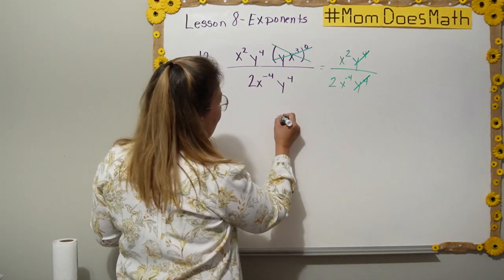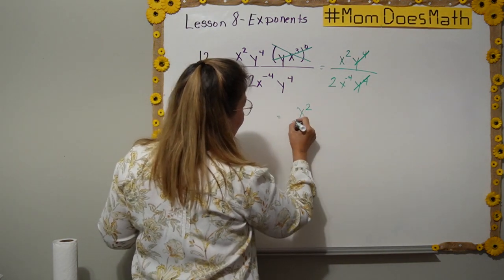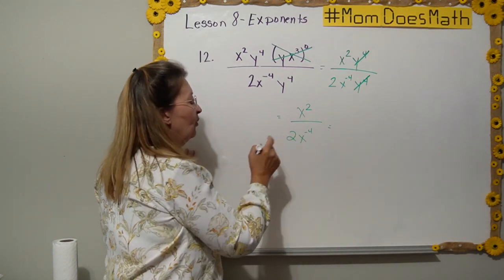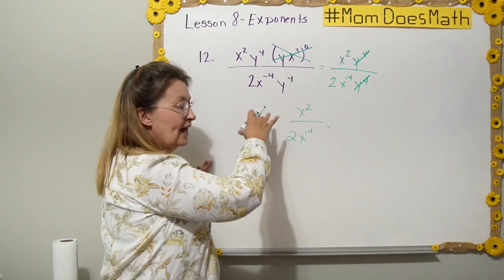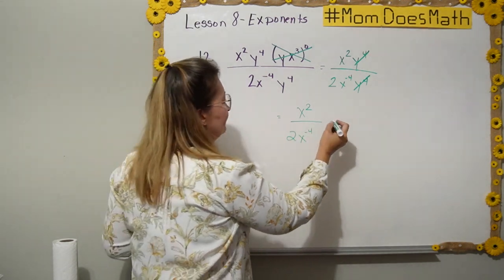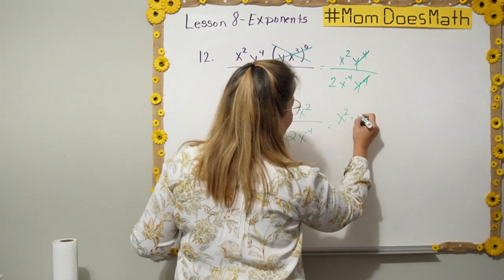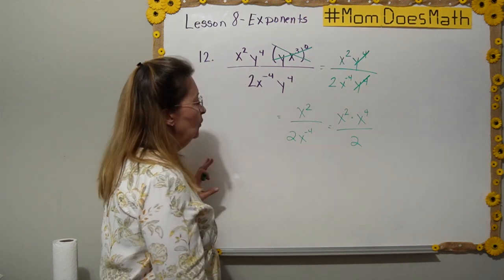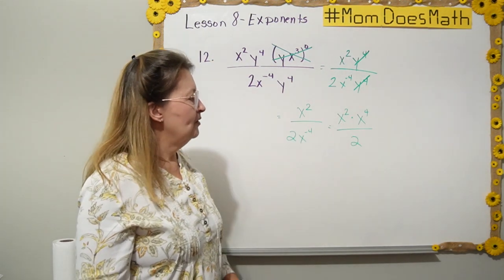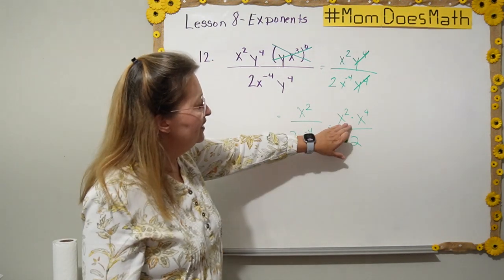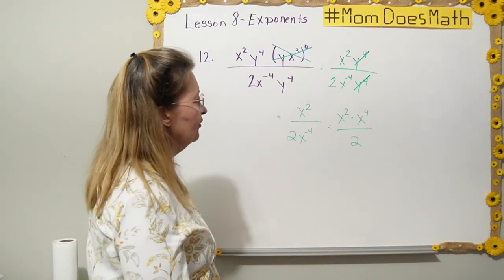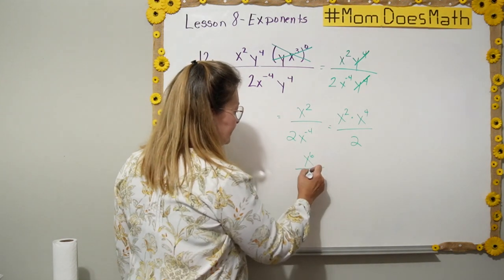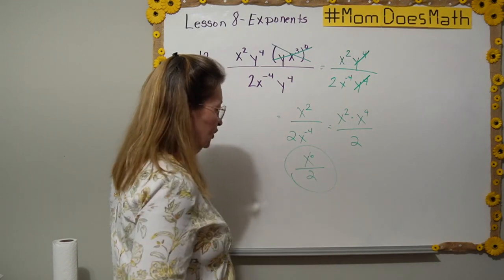So what you actually have at this point is x to the 2nd over 2x to the negative 4th. Now what about that x to the negative 4th? It's got to go on top, right? And you probably don't even need an extra step for this, but I'm going to do it in an extra step. When you move it to the top, that exponent becomes positive. Now, what is x to the 2nd times x to the 4th? You add your exponents, so that's x to the 6th over 2.